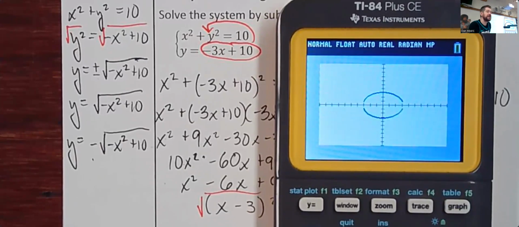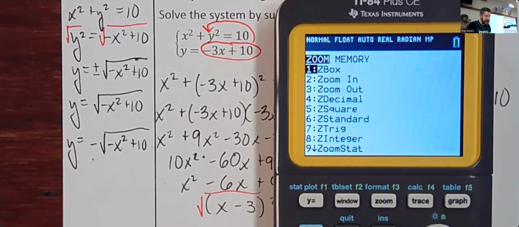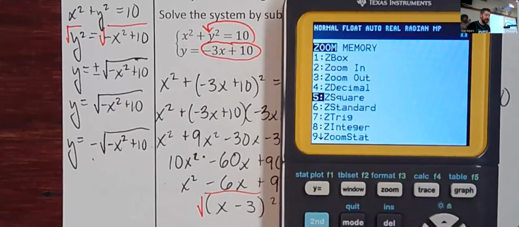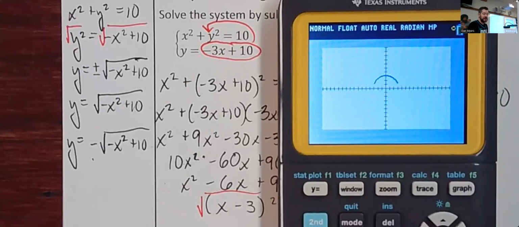And it doesn't really look like a circle because the scale along my x-axis and y-axis are a little bit different. So if you want to change it to actually make it look more like a circle, click the zoom button and click on option number 5, Z Square, that will even out the x and the y-axis right there.